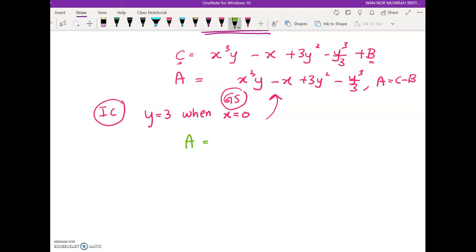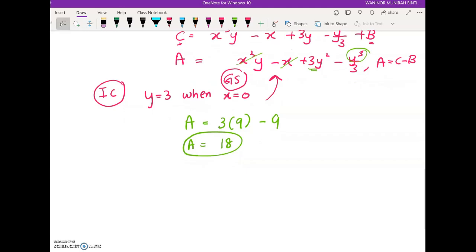A equals, so x is 0, so this one is 0, so this one is 3 times 9, okay, 27, minus 27 over 3, which is 9, okay, done. So we can say that A equals 27 minus 9, which is 18. Okay, so A equals 18. So we can conclude that the particular solution is x cubed y minus x plus 3y squared minus 1 over 3 y cubed equals 18.